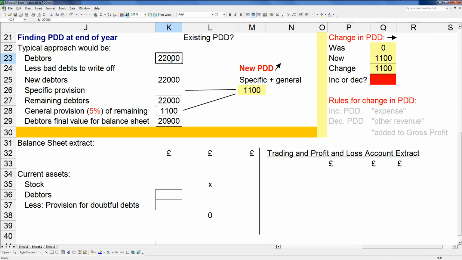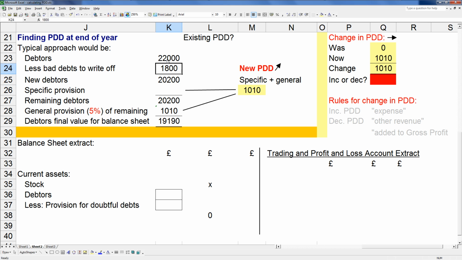However, towards the end of the financial year, which is the time now when we calculate PDD, there may be some extra bad debts, some bad debts that have just occurred, but they haven't been written off in the ledger yet. So you need to take them into consideration. So let's say bad debts are £1,800. So we get new debtors, which is bad debts taken away from debtors.